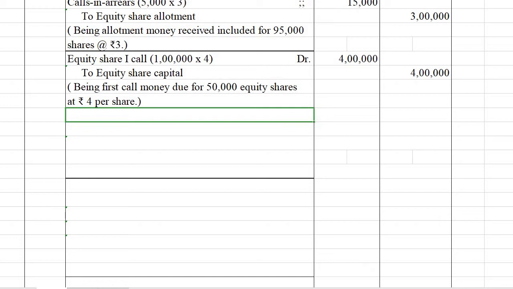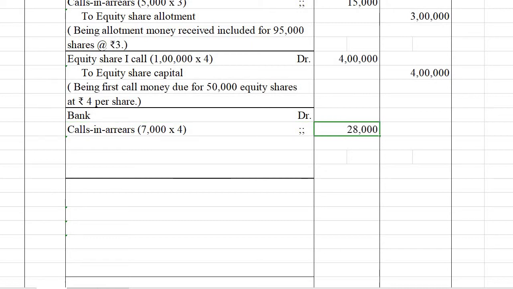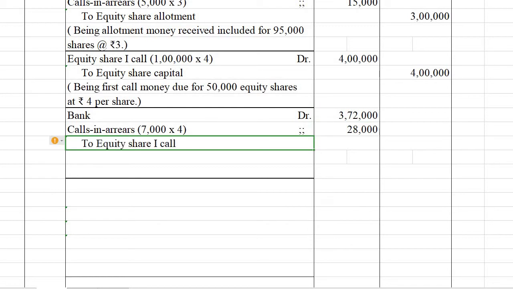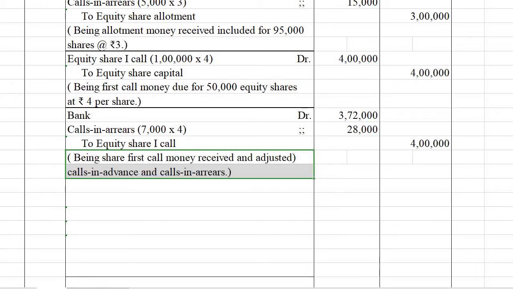So let us write the journal entry. Bank account debit, then calls in arrears debit. Calls in arrears, we have told, 7,000 shares are there, 7,000 into 4, 28,000. And the remaining bank amount is 3,72,000. To equity share first call, how much? 4 lakh rupees. That was the amount to receive, but we did not get 28,000. So 3,72,000 only we received.